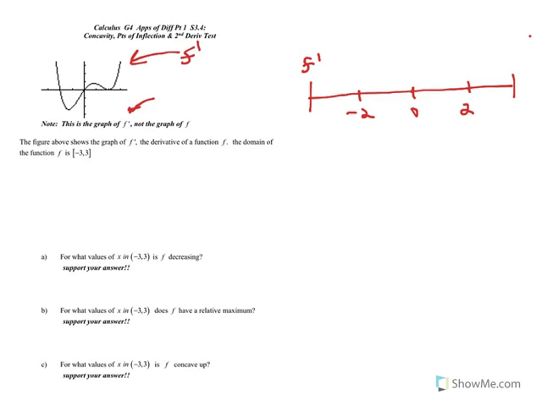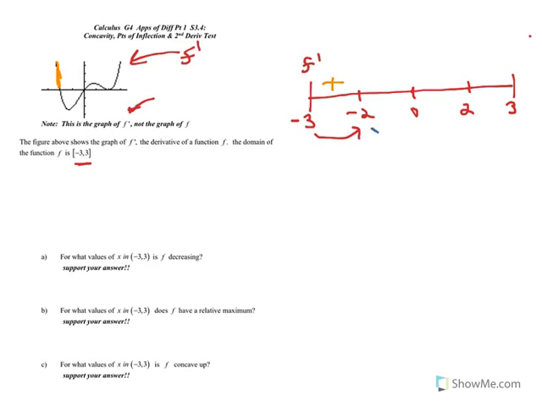So from -3, we need to be careful with the interval here. They did say just work from -3 to 3, so we're not working from -infinity to infinity, given these directions. So from -3 until we get to -2, on this interval, notice that all the y values on f prime are above the axis, so they're going to be positive, which means f itself is going to be increasing.